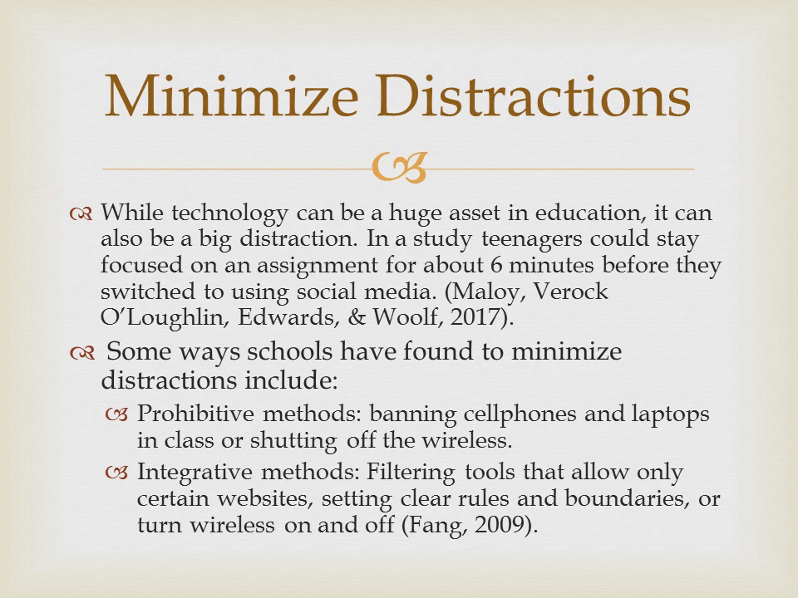Now, when it comes to technology, it's very important to minimize distractions. Technology can be a huge asset, but it's also a big distraction. In a study, teenagers could stay focused on an assignment for about 6 minutes before they switched to using social media. Some ways schools have found to minimize distractions can include prohibitive methods, so like banning cell phones and laptops in class, or shutting off the wireless so they have no access to it. Or there's also integrative methods, like filtering tools that allow only certain websites during class, setting clear rules and boundaries, or turning the wireless on and off as necessary, so you can have it off when you're trying to teach, but then on when you want to do these projects.